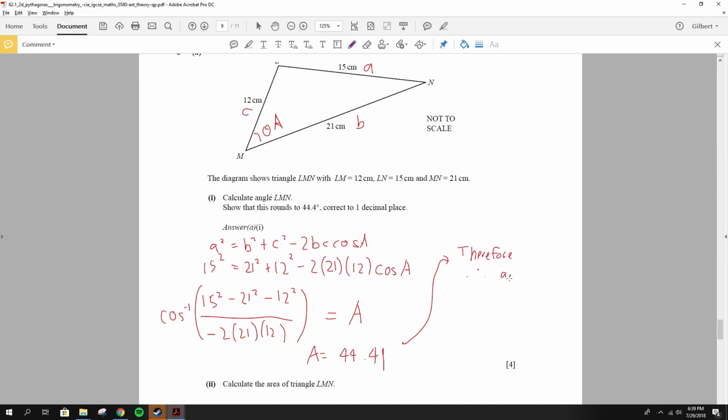angle LMN equals 44.4 degrees. Alright, this part is where you get the last mark in your 4 marks. Alright, remember to do this part over here.